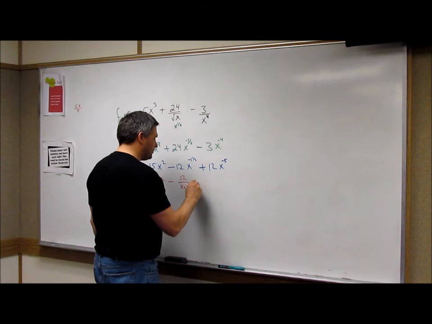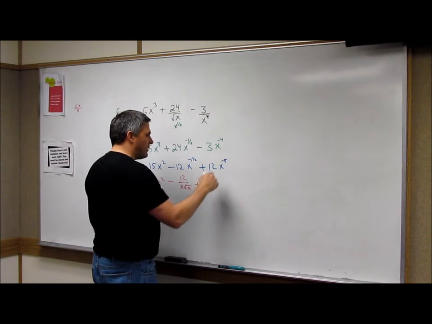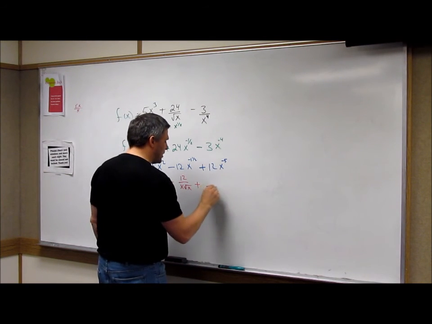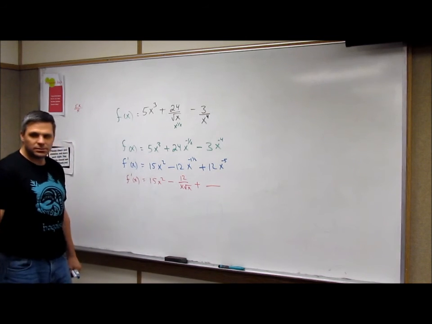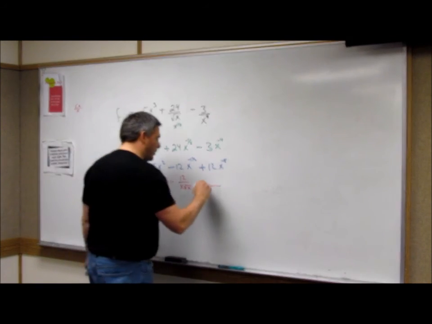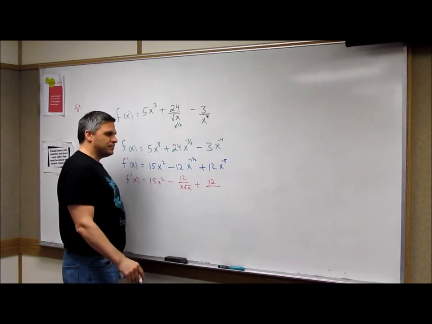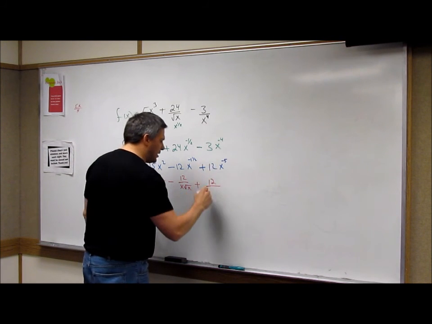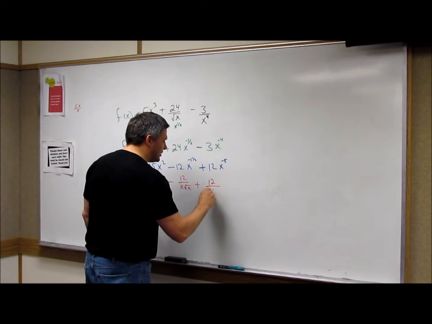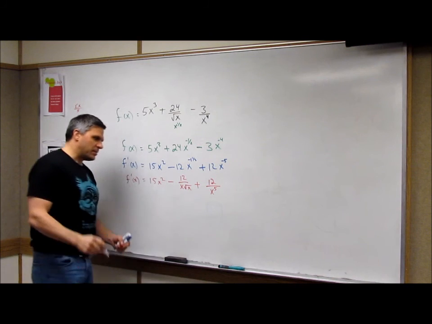Plus, and then I have another negative exponent, so I know I have a fraction. And then I have a 12, so that stays up top. And a negative 5, so I have x to the 5th in the bottom.